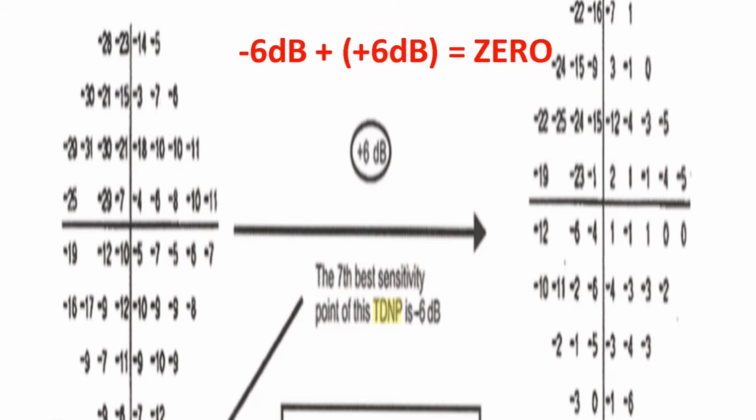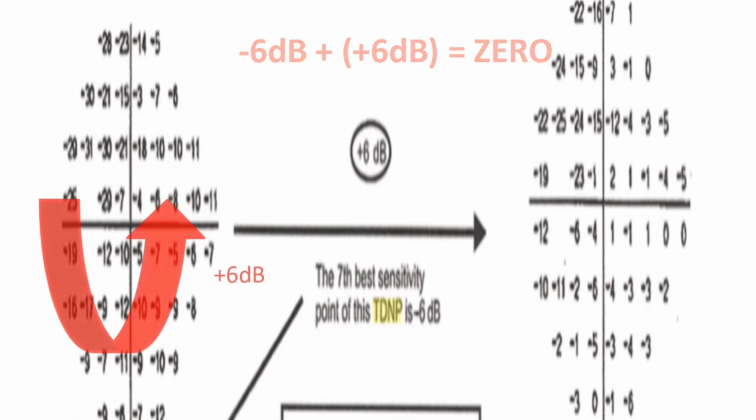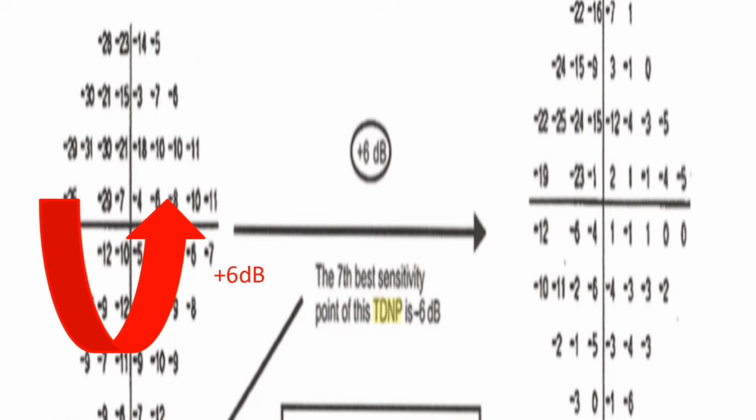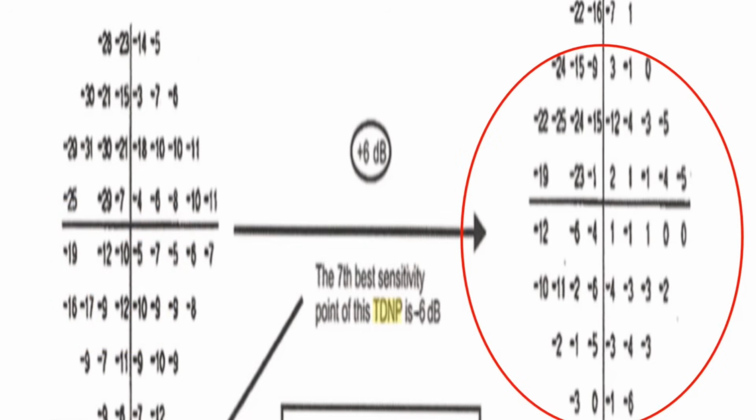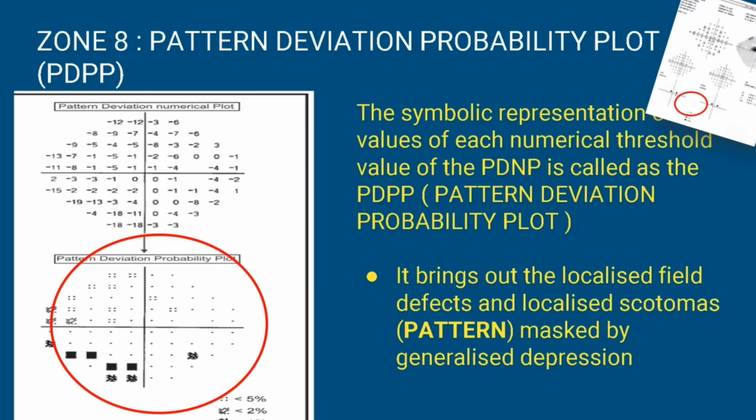Step 2. Convert the 7th best retinal sensitivity point to 0. That means bringing that point to the normal threshold value of the same age group. Step 3. Add the value which was obtained in the second step to all the points in TDNP, and finally we get our pattern deviation numerical plot. Zone 8 is a pattern deviation probability plot. It is the symbolic representation of the numerical values of the PDNP. It brings out the localized field defects which are hidden by the generalized.